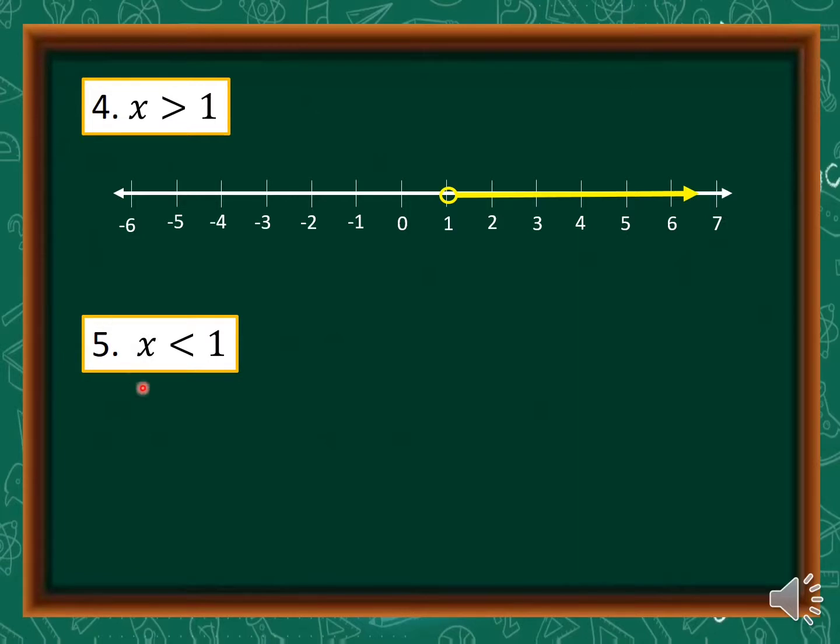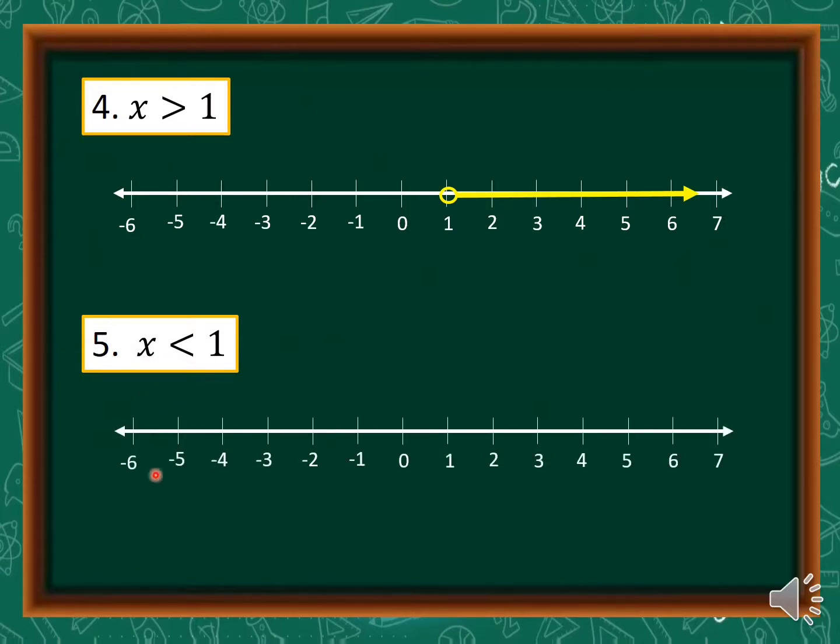How about this fifth example? We have x is less than 1. So, again, you will draw a number line. The critical point is 1. Again, 1 is not included, so we will draw a hollow circle. Less than 1 naman daw. Mas maliit naman kay 1. Which side ang mas maliit or less than 1? Correct. Okay, very good. So, that is the left side.